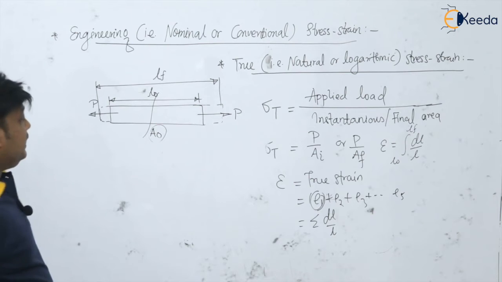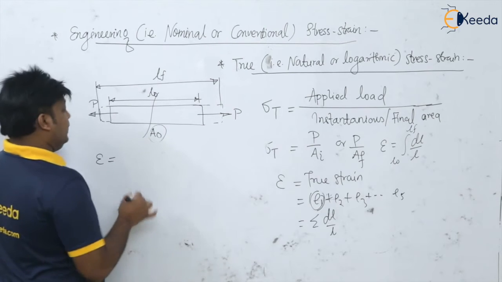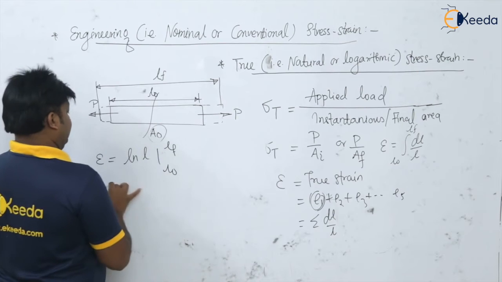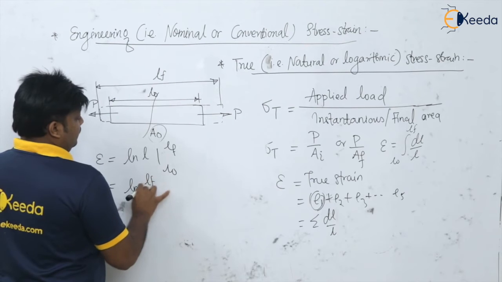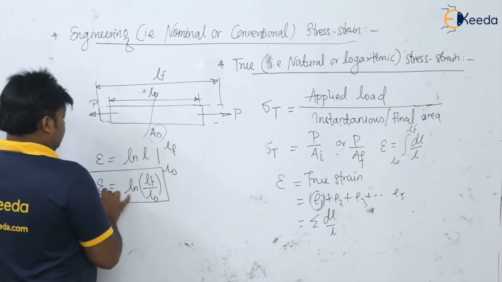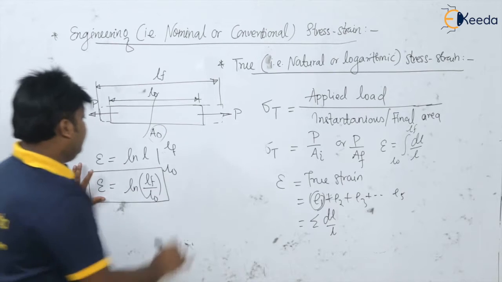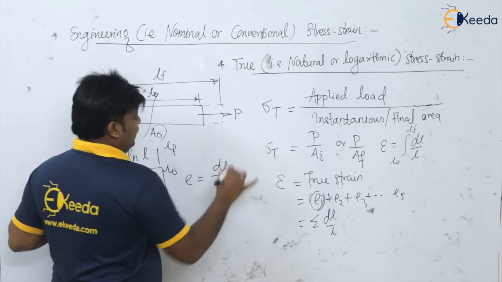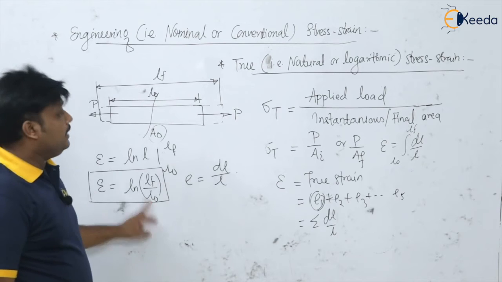So if I integrate this, that is epsilon is equal to the integral of 1 upon L dl, it is ln of L with limits from L original to L final. What I get for true strain is equal to ln of L final divided by L original. Very important, this is the formula for the true strain. Okay, whereas true stress is what? It is dl upon L, and true strain is the natural log of L final divided by L original.